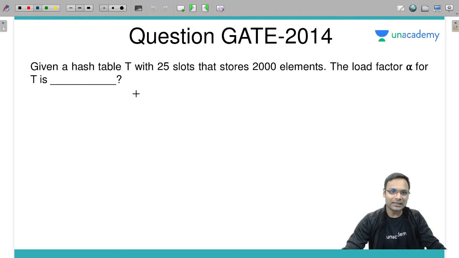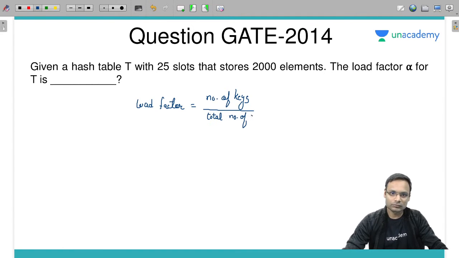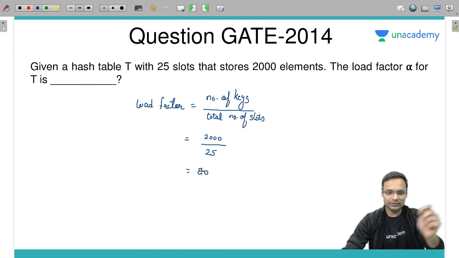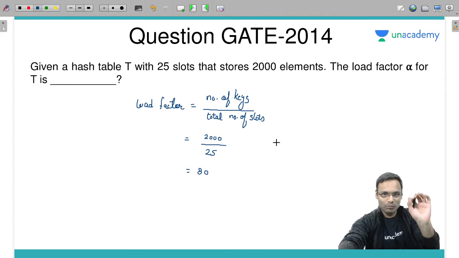Load factor alpha for the T is, load factor is number of keys divided by total number of slots. Total number of keys 2000 divided by number of slots 25. Answer is 80. Good. We have some more questions.